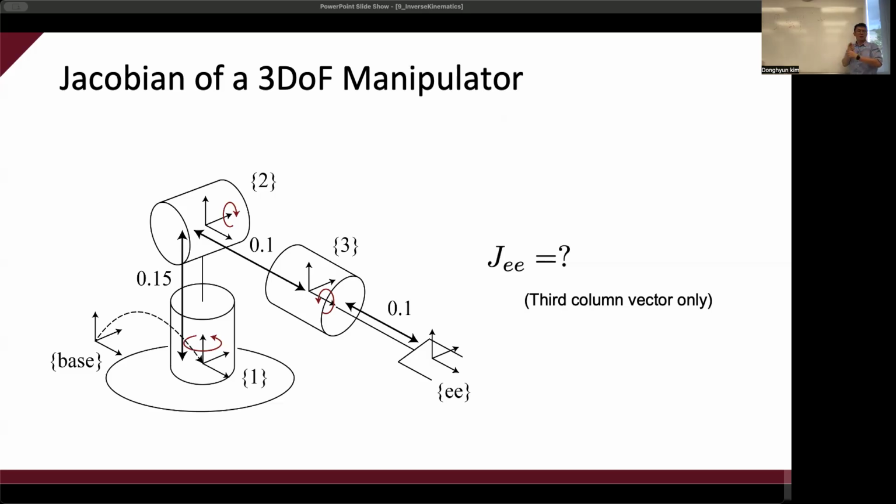Okay, let's start from the orientation. Orientation is identity. Does that make sense? And the position, great. Can you just try to write it directly here?